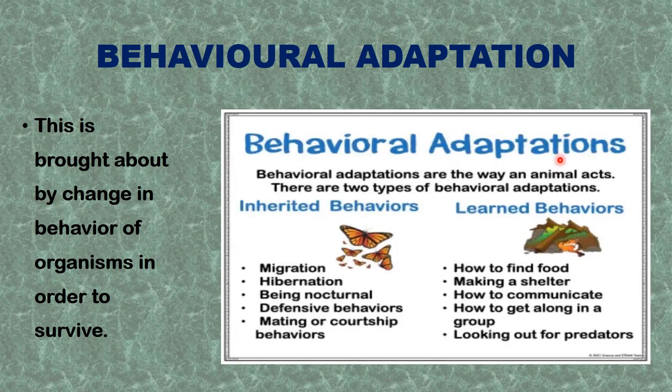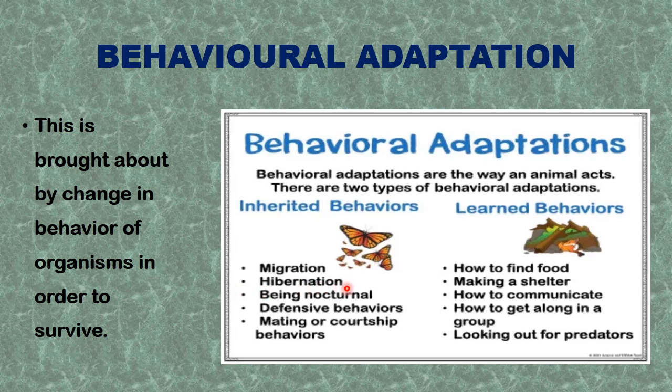Now finally, we'll be looking at behavioral adaptation. This is brought about by change in behavior of organisms in order to survive. Now, when it comes to behavioral adaptation, we have inherited behavior and learned behavior. Inherited behavior such as migration is an example of behavioral adaptation. In this case, examples are birds which move away from a certain habitat when there is not enough food or water for it to survive.